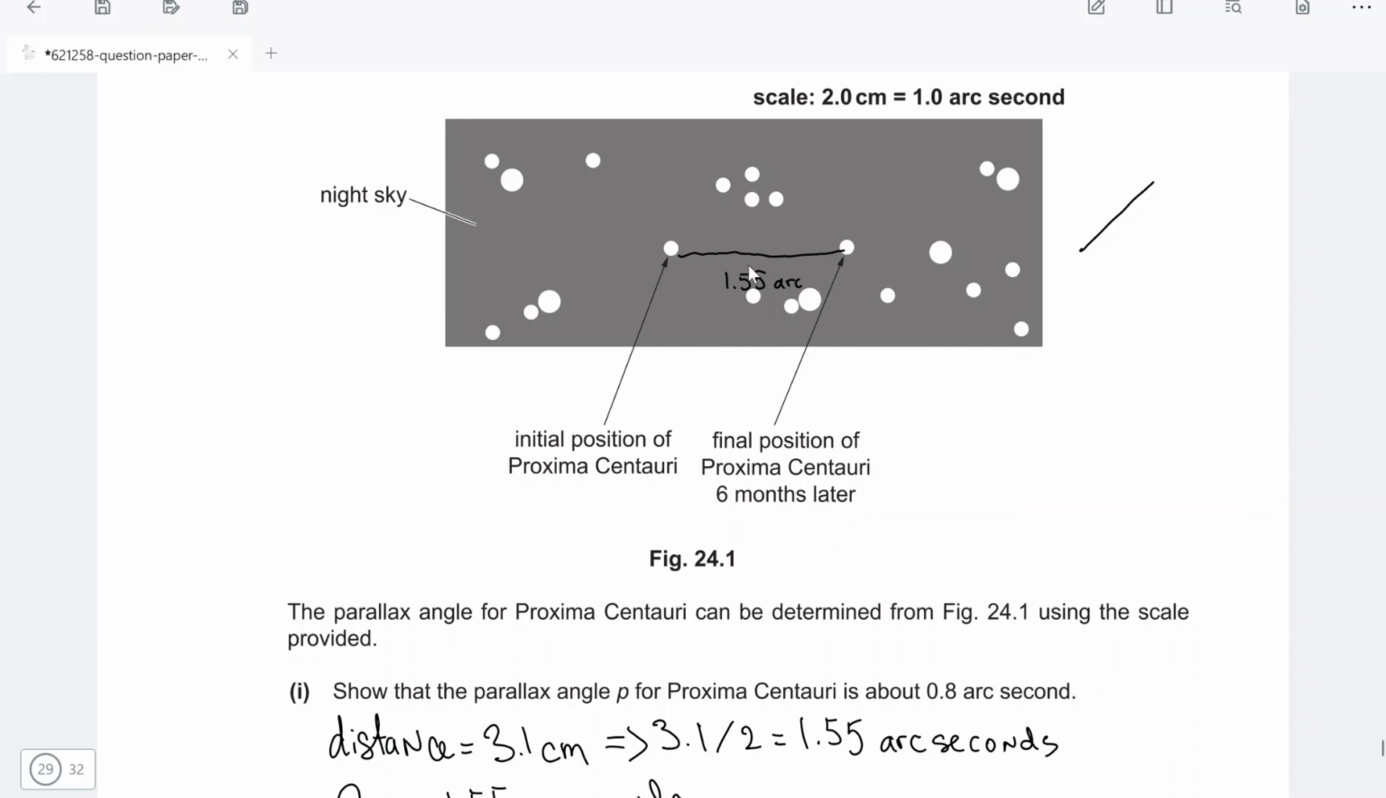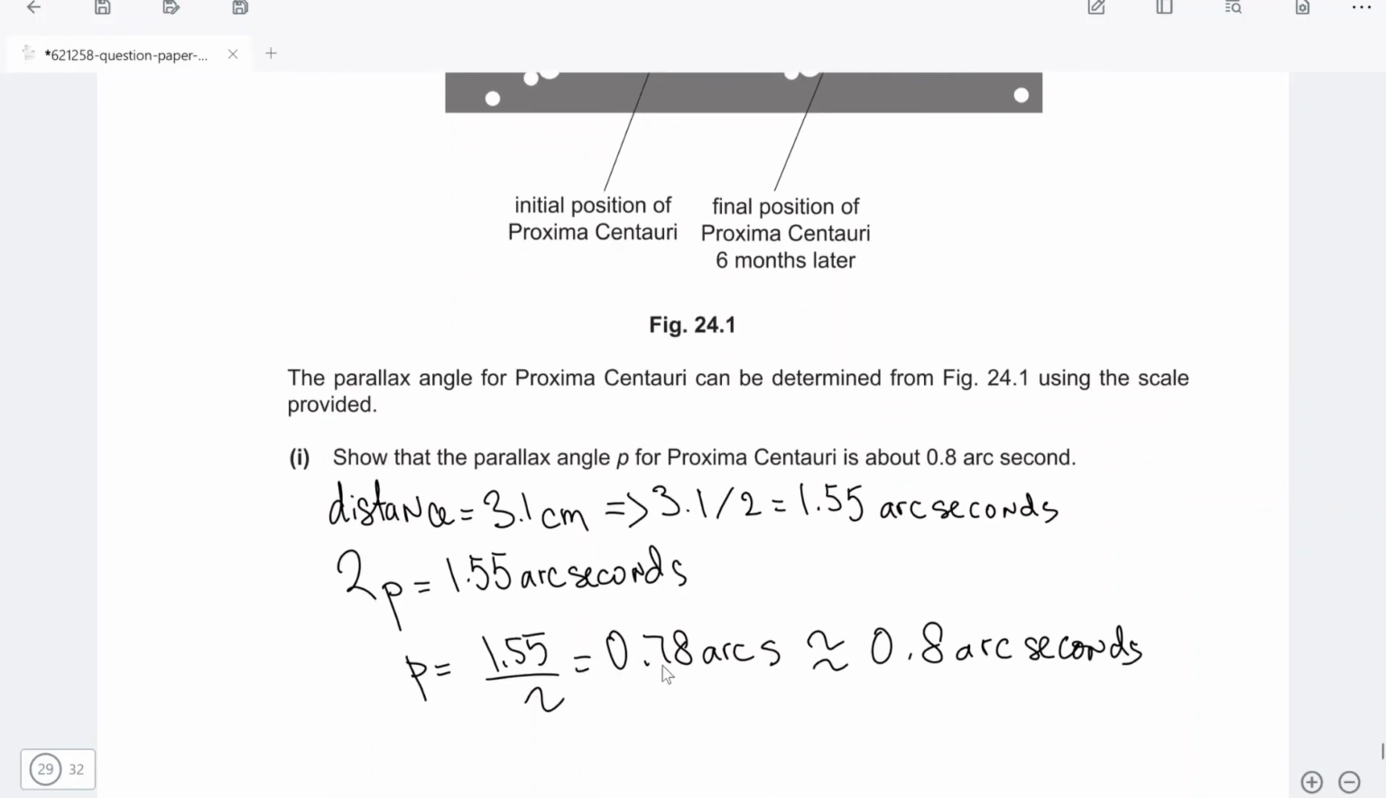Remember, the parallax is given by essentially half that value, because if the Earth is here and the Sun is there, then we take 2 positions, and the parallax angle is going to be given by half that. So what we need to do is divide that angle by another factor of 2 to get the parallax angle. So it's going to be 1.55 divided by 2, which is going to give us 0.78 arc seconds, which is about 0.78 arc seconds, as has been requested by the question.